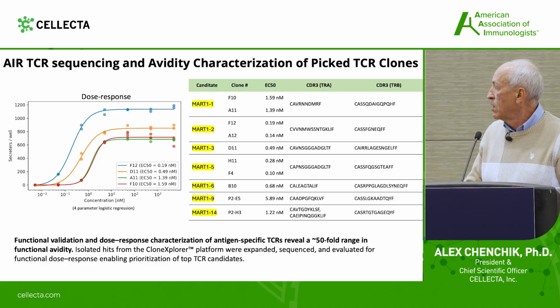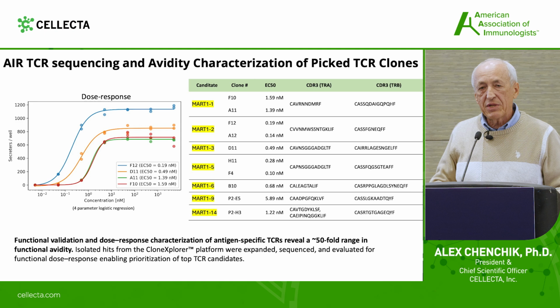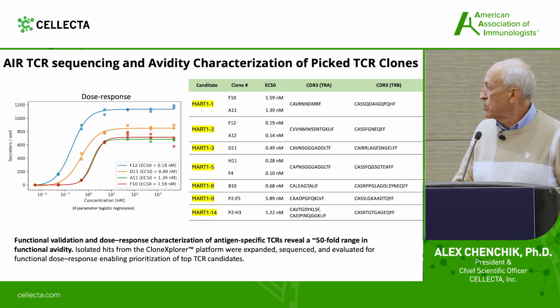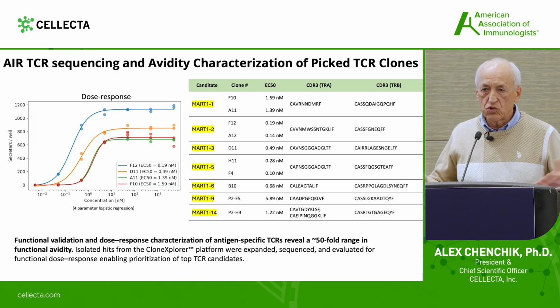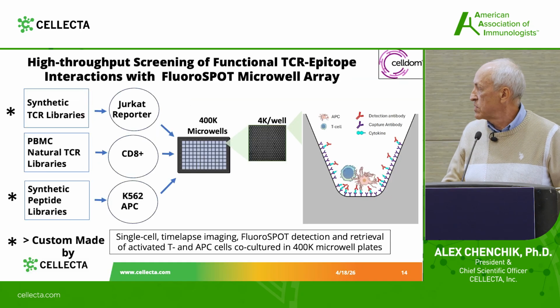And you can see here, using titration with different peptide concentrations on the same machine, you can get an EC50 between 0.1 nanomolar and 5 nanomolar. So we show that it's a really very rich characterization of the affinities of these T cell receptors.